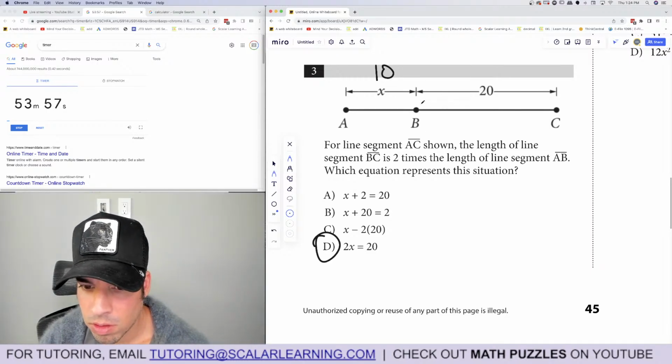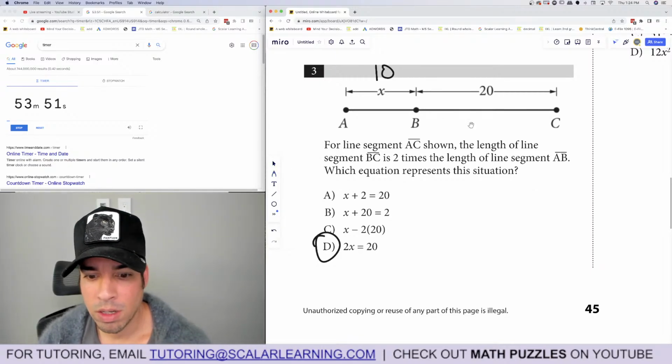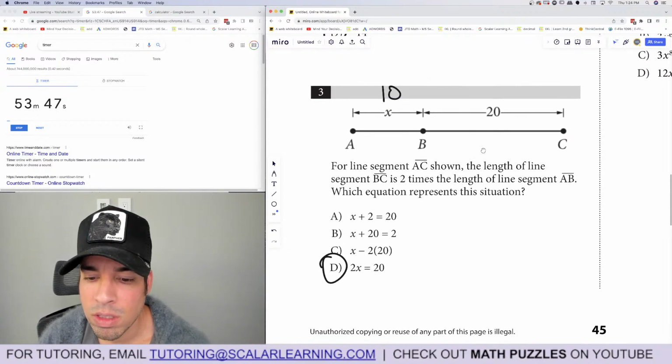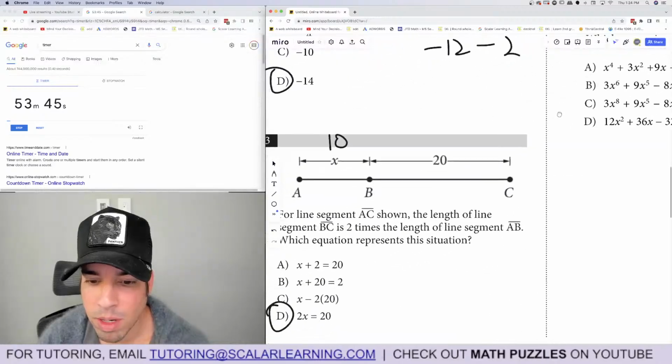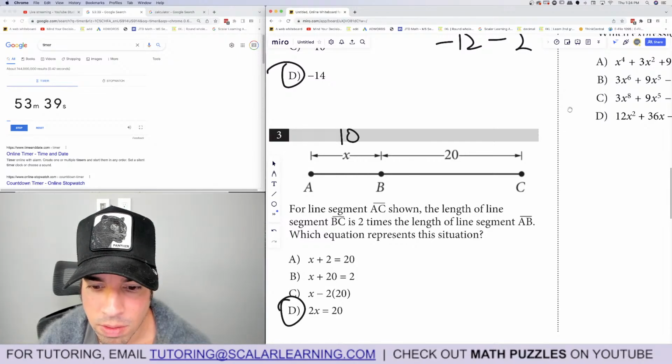So which equation represents the situation for line segment AC? I think that's correct. All right, sweet. Just want to make sure I'm not missing anything. I feel like that was too overly simple, but it's got to be right, right? For the line segment AC shown, the length of line BC is 2 times the length of AB. Yeah, okay.